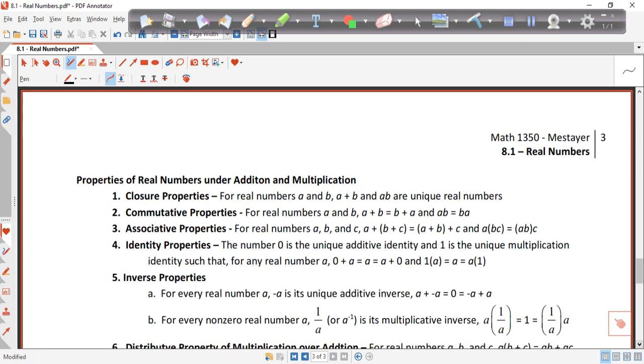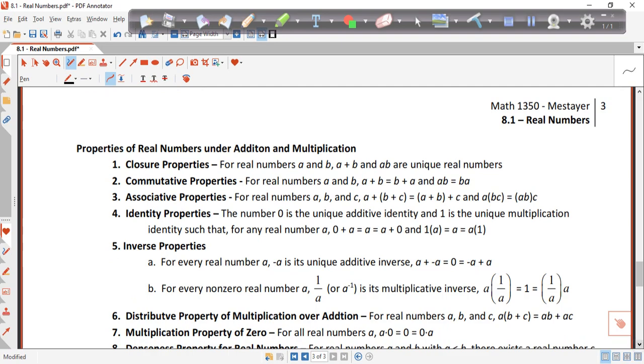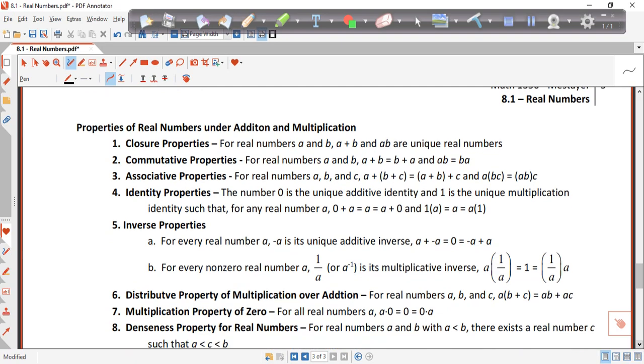And one more time, we're going to look at all of our properties for addition and multiplication. These have come up in many, many sections this entire semester. And so I think that it is appropriate that our very last lesson has them in there also. So closure property is when you add 2 real numbers or you multiply 2 real numbers, you get a real number back.